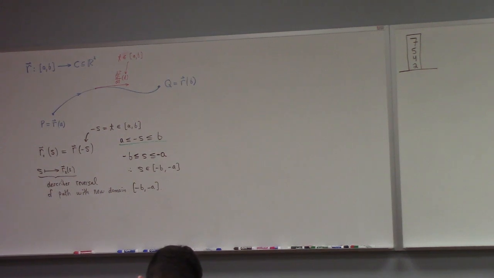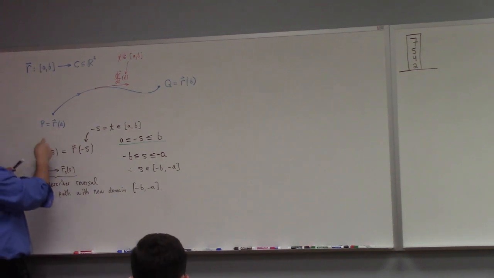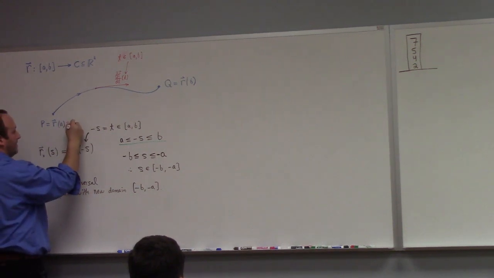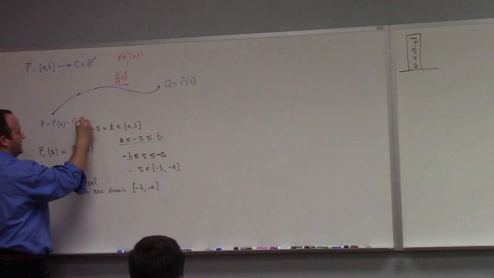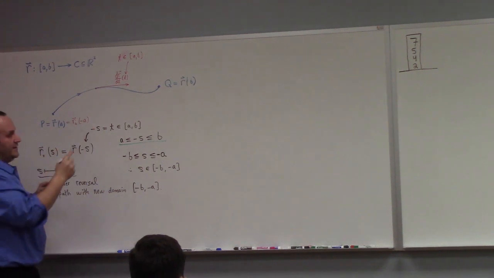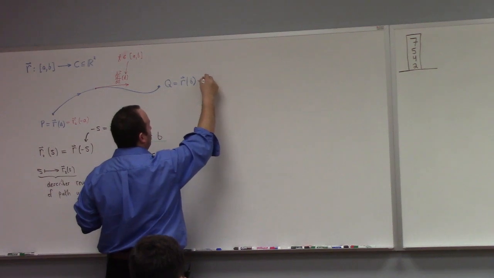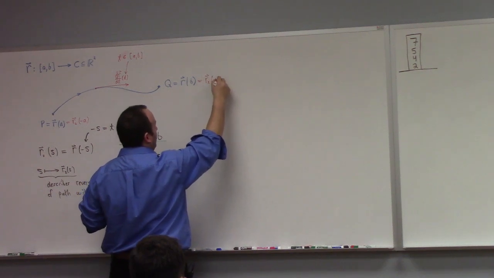Now, in terms of r2, what is r of a equal to? In terms of the reversal, it's r2 of minus a, right? And r of b is equal to r2 of minus b.